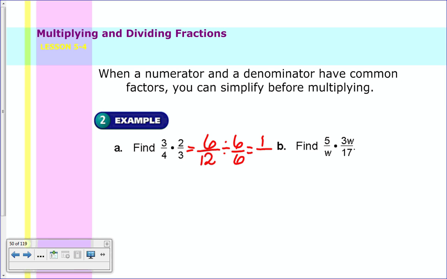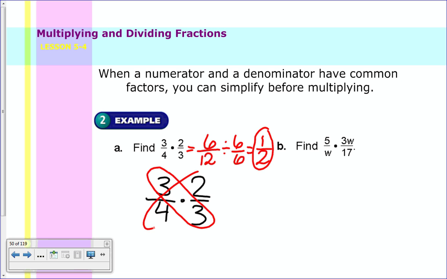So 6 divided by 6 is 1. 12 divided by 6 is 2. I get 1/2. It's perfectly all right to solve it that way. Or you could simplify before you begin. So 3/4 times 2/3. And how you do this is you look for the numbers that are across from each other. So you look at these 3's, and then you look at these numbers.